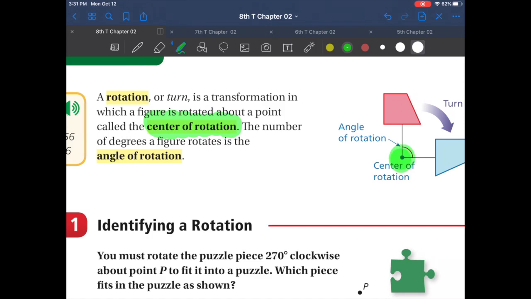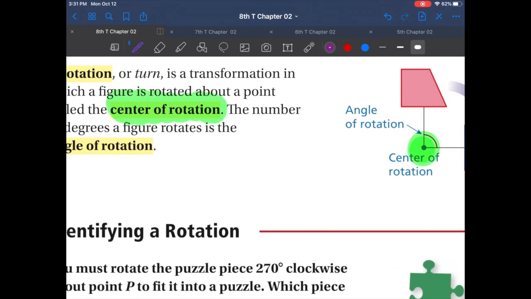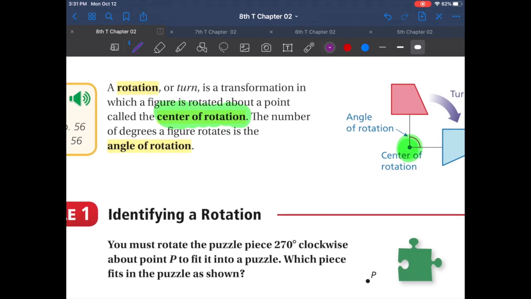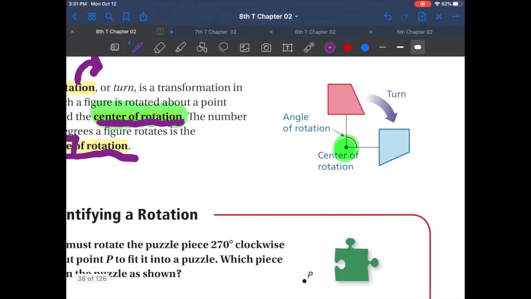The number of degrees a figure rotates is the angle of rotation. So we've been talking about angles last year and adding some angles in right now. So three things. Again, rotation is this thing is rotating. What it rotates around is called your center of rotation. And then how much it rotated is an angle measure. Okay, so these are three things that you do need to remember. Make sure you copy them down in your notes.